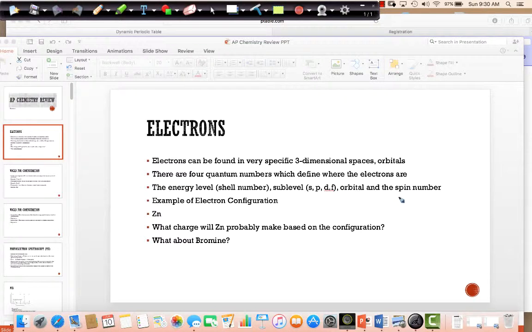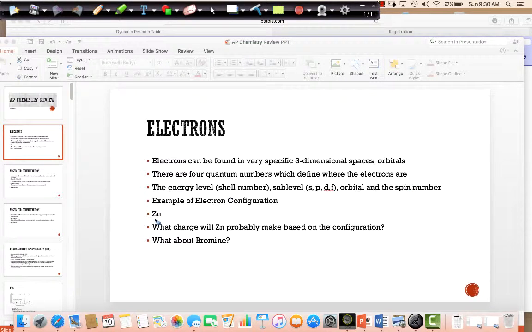And then we have the spin number after that. So basically, you know that two electrons cannot have the same four quantum numbers. They can be in the same energy level, the same sublevel, the same orbital, because we can fit two electrons into each orbital, but they will spin in opposite directions.